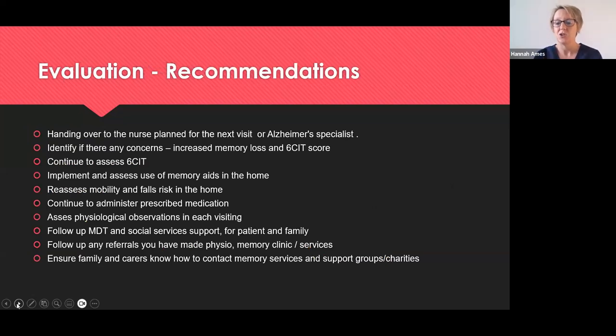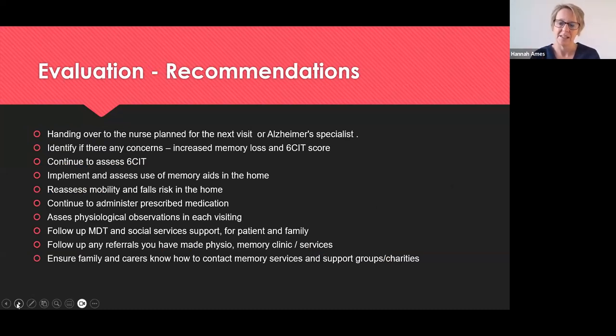Evaluation, so it depends who you're handing over to in your scenario. Okay, so I don't have all that information at all, but you might potentially be handing over to an Alzheimer's specialist nurse or the next community nurse, or maybe the GP, for example. So again, identify if there's any concerns. So remember, increased memory loss and your 6CIT score is a concern.